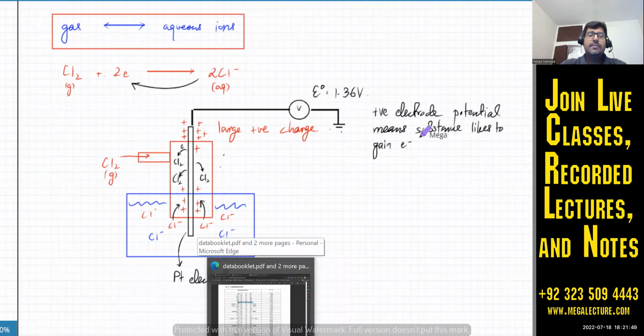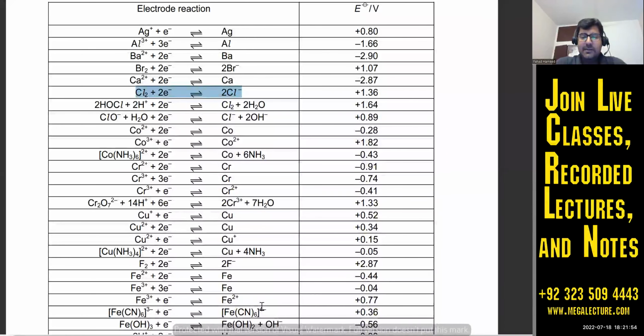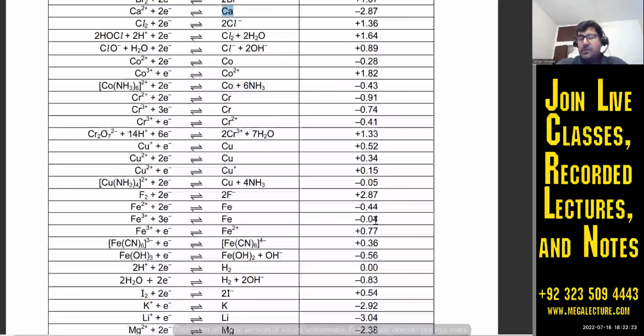And that solves our problem. Because the whole problem was, what do substances like to do? Whether they like to lose electrons, whether they like to gain electrons. This value would indicate what they like to do. This is 1.82. That's very positive. That means cobalt, Co3+, really likes to gain electrons. Vice versa, this value is very negative. That means calcium really likes to lose electrons. It likes to form calcium ions, not the other way around. So based on these values, you're able to figure out what they want to do.